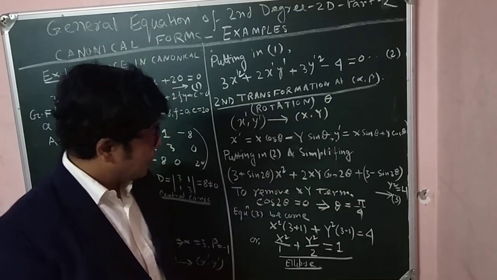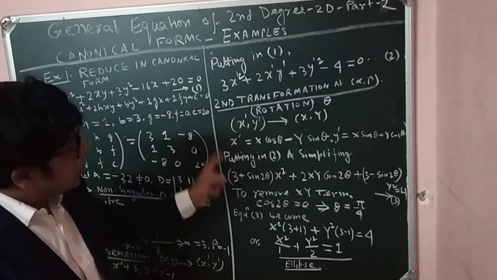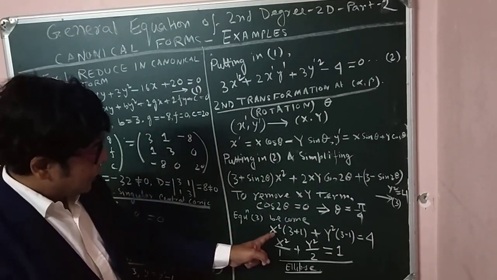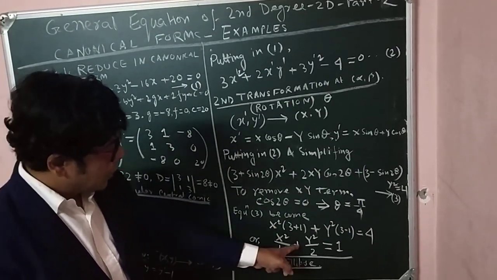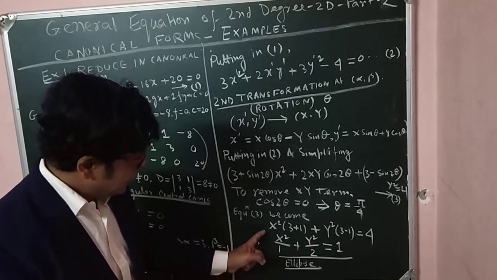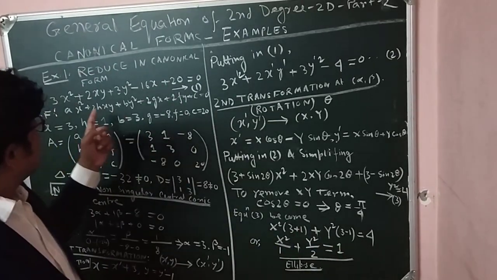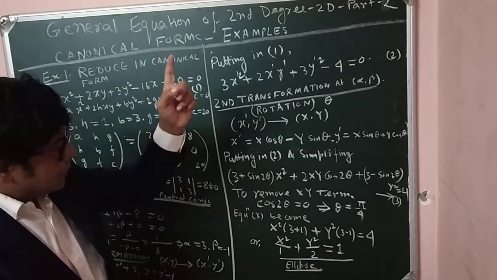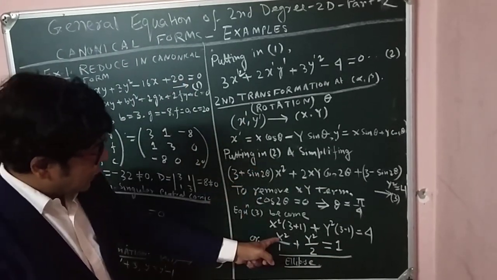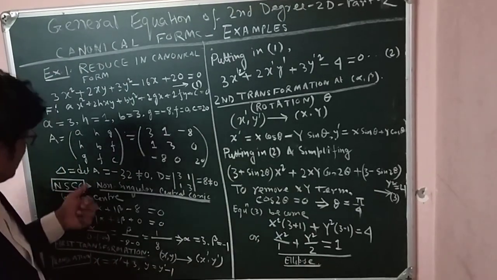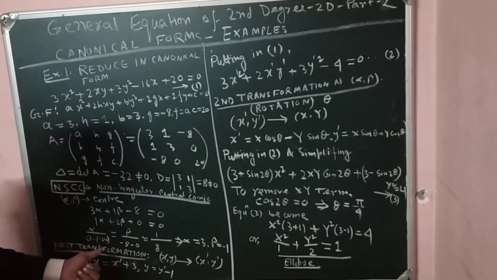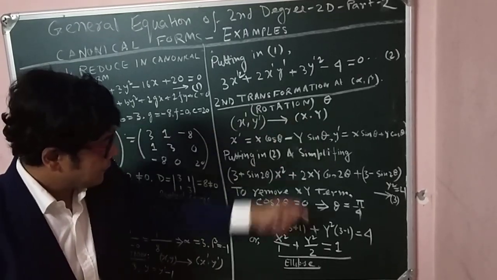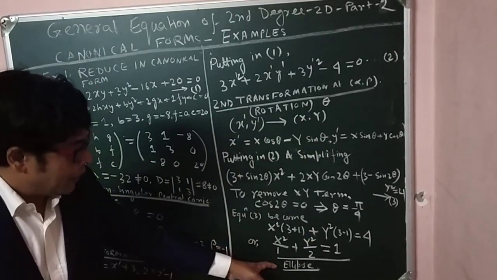Putting this theta equal to pi by 4 in equation number 3, we obtain the equation as X square by 1 plus Y square by 2 equal to 1. This is the canonical form of this given equation. And this is with respect to axes capital X and capital Y, obtained from xy to x dash y dash, then x dash y dash to capital XY. And this comes out to be an ellipse.